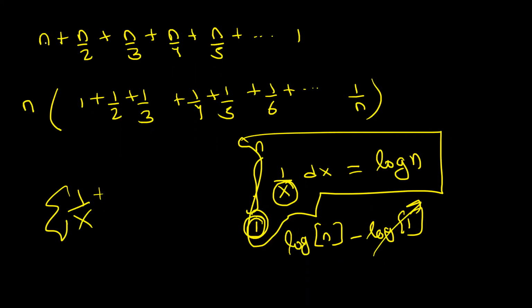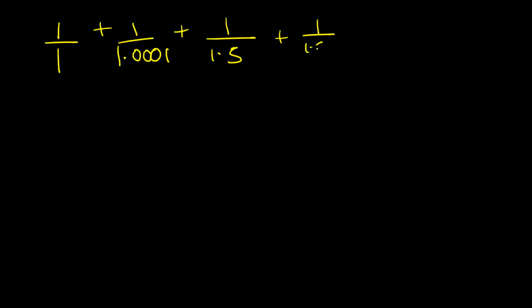So can I write this sum like this? 1 by x ka summation hai na? So 1 by 1 plus 1 by 1.00001. See, x is varying all the way from 1 till n, 1.5. There will be infinite terms, right? Obviously. 1.75, 1 by 2. Are you understanding what I'm wanting to say? x will take all values from 1 till n. That is the summation. Okay.